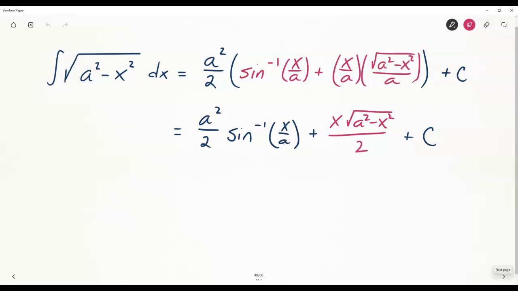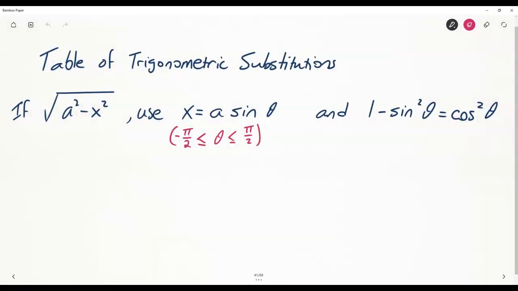I understand how we got to this point, but if I were to see that problem, I would have no idea. I would have never thought to do all of these things to get here in the first place. Which is why we have more examples to do. So the idea, there are 3 substitutions, and we have to know which substitution to use. In the first problem, a sine theta was the right one to use. There's going to be one for tangent, and there's going to be one for secant.